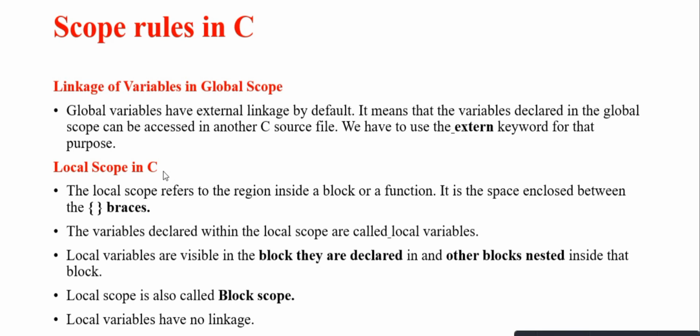Next, second one, what is local scope in C? The local scope refers to the region inside a block or a function. It is the space enclosed between the braces. The variables declared within the local scope are called local variables. Local variables are visible in the block they are declared in and other blocks nested inside that block. Local scope is also called block scope. Local variables have no linkage.